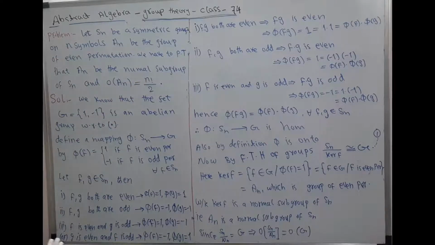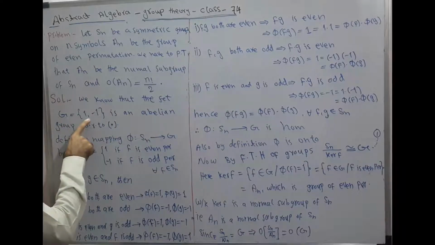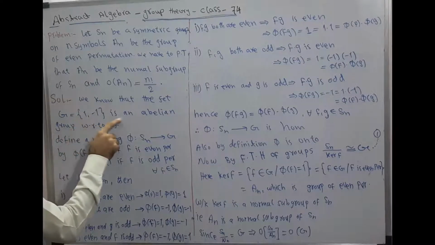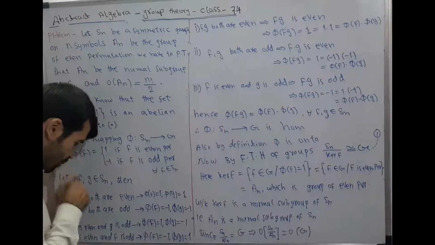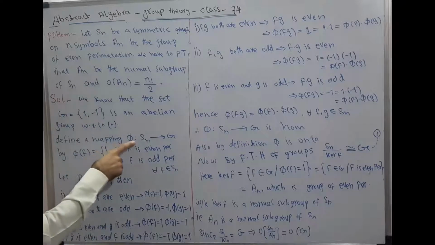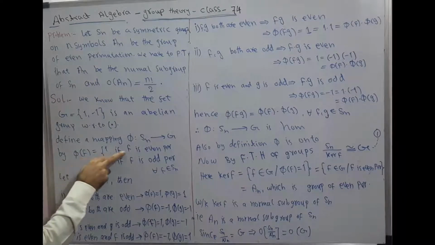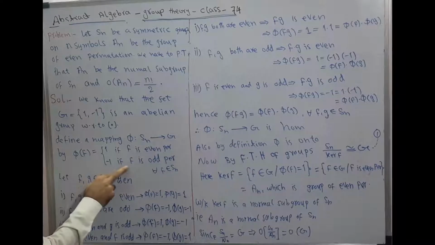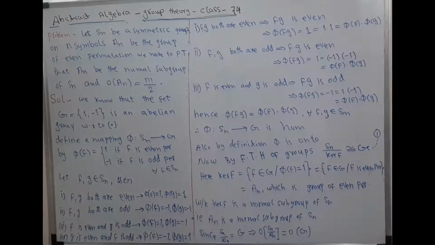Solution. We know that the set G = {1, -1} is an abelian group under multiplication. Define a mapping phi from Sn into G by phi of f is equal to 1 if f is an even permutation, and -1 if f is an odd permutation, for all f belonging to Sn.